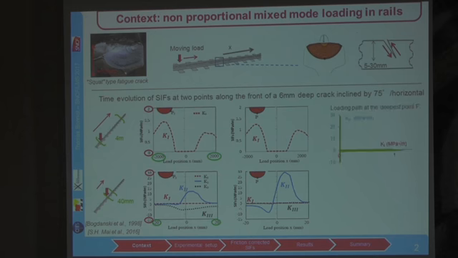And if we plot the loading path here at the deepest point in the K2, K1 space, and in the K3, K1 space for the intermediate point, we see that the loading is non-proportional and nearly sequential, with the predominance of the shear mode over the opening mode. And usual criteria will predict bifurcation of the crack with such loadings.